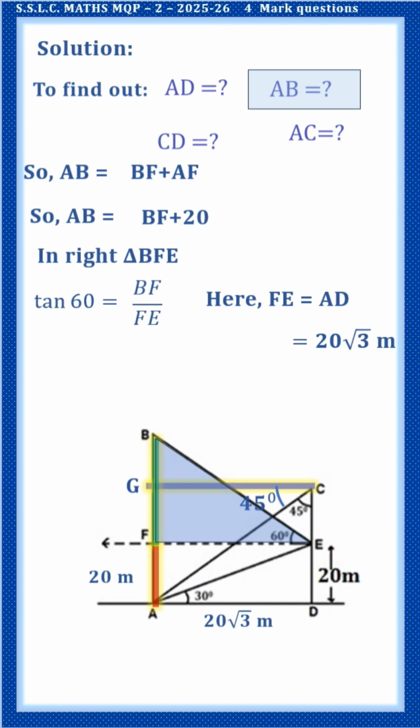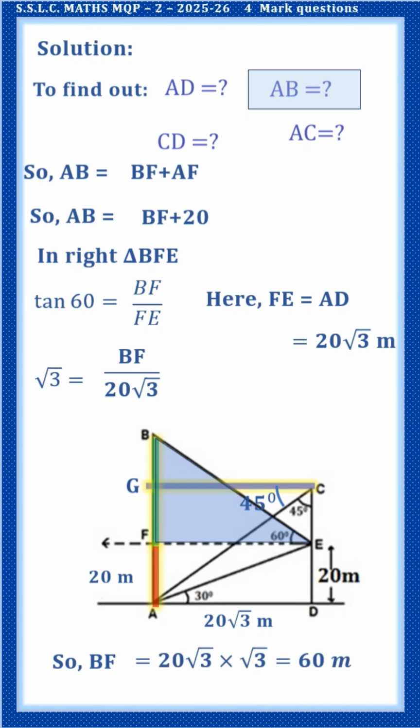Now let us substitute. Tan 60 is root 3. BF, write it as such. FE is 20 root 3 meter. So BF is equal to root 3 into 20 root 3. That is 20 into 3, that is equal to 60 meter. So BF is equal to 60 meter.